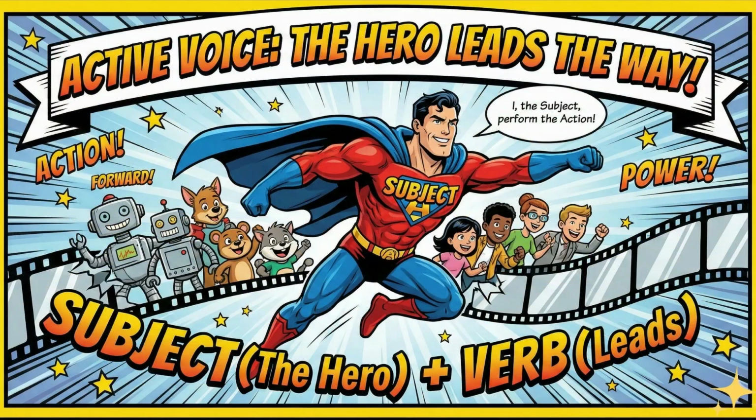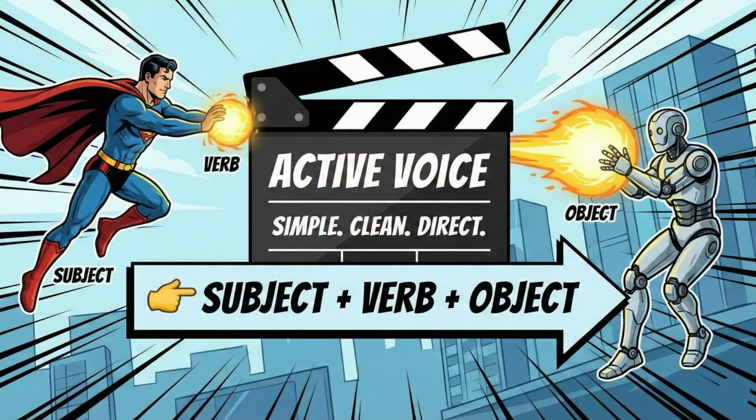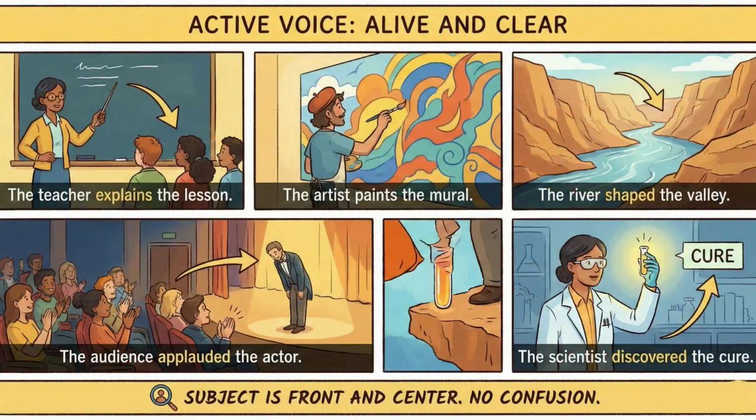The hero leads the way. Active voice is simple, clean, direct. It's the kind of writing you find in action novels, news headlines, clear instructions, and strong statements. Formula is subject plus verb plus object. It feels alive. Listen to these examples.